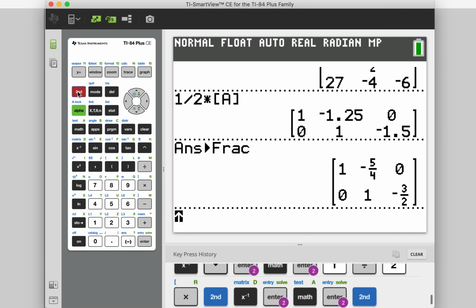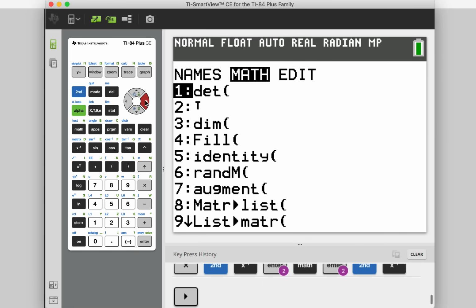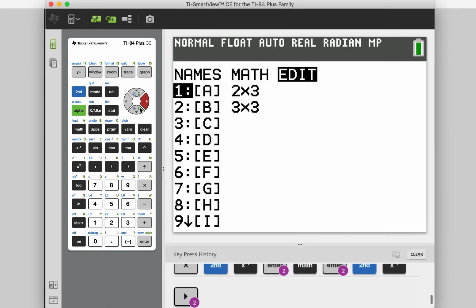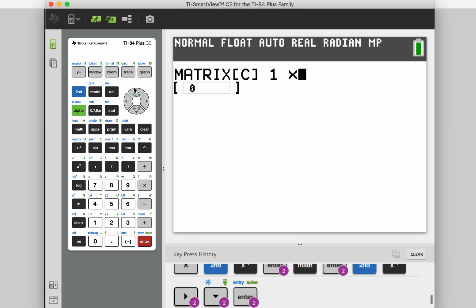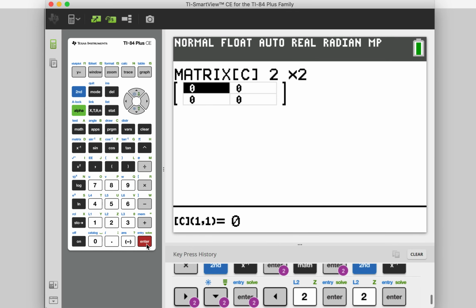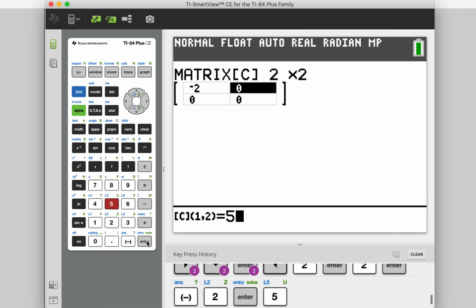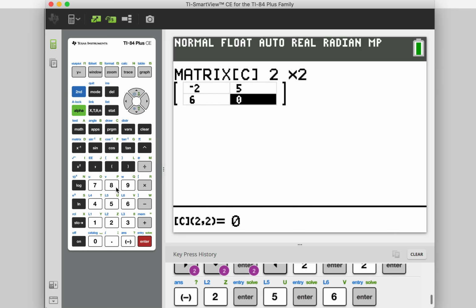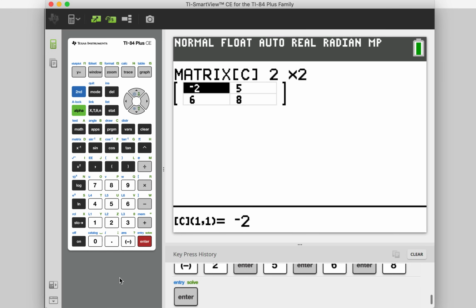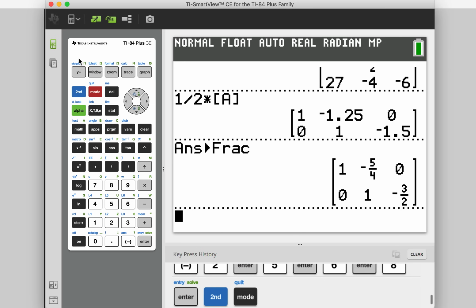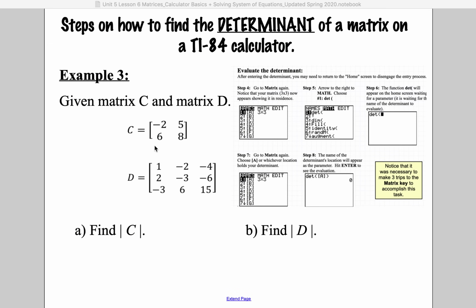We're going to go second matrix, over to edit, and then I'm going to enter this in for matrix C. That's what it's labeled as. You could put it in for A if you want, but we might come back to it later. So matrix C, hit enter, and that is a 2 by 2. Then I enter matrix C. So we got -2, 5, 6, and 8. And then remember, once you always enter a matrix, you got to go second, quit. Okay. So there's matrix C entered.